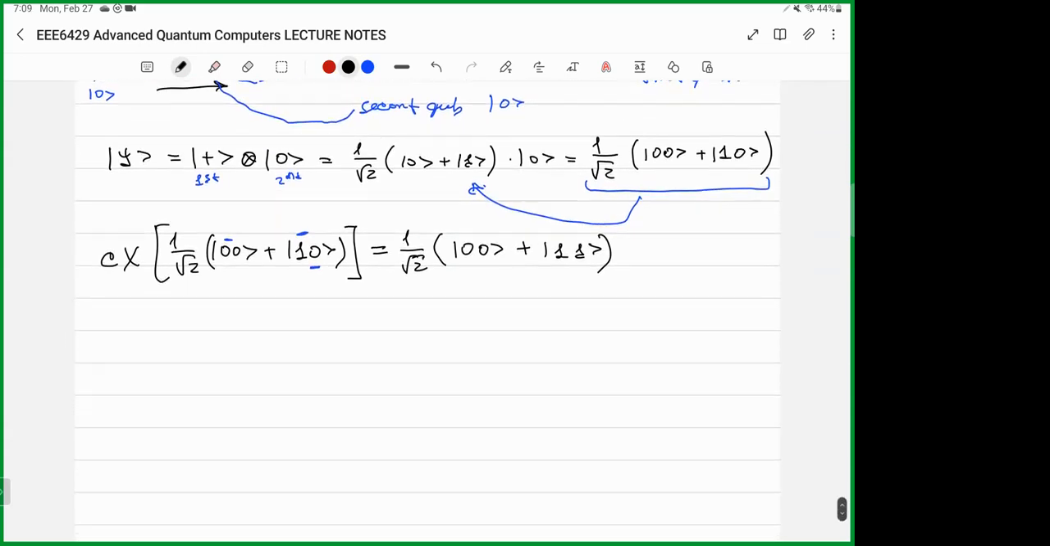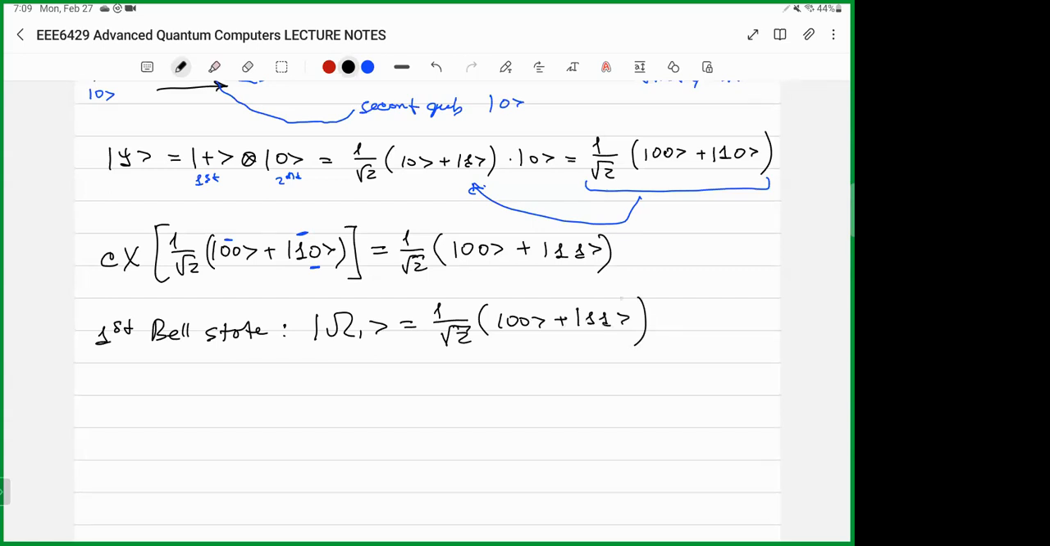So after application of these two gates, the Hadamard gate and the CNOT gate, what have I got? I've got the first Bell state: 1 over square root of 2 times (00 plus 11). Right, so this is the result.